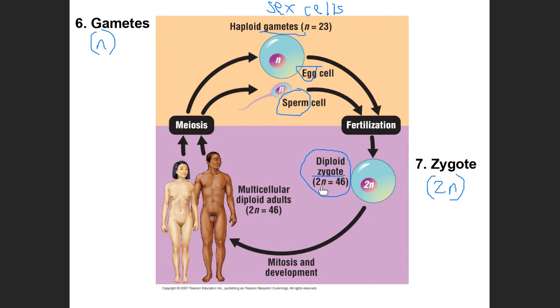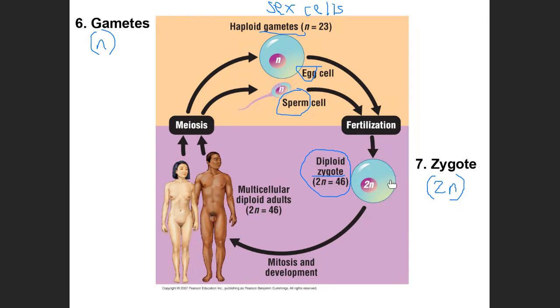Again, a zygote is represented with 2N. The 2 represents the number of sets of chromosomes. The N represents the number of chromosomes in each set. Therefore, we have 2 times 23 is 46. But we just put 2N. Again, this purple area represents the nucleus.